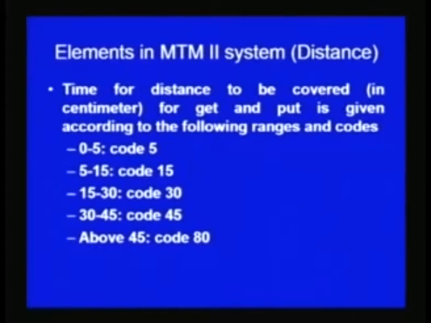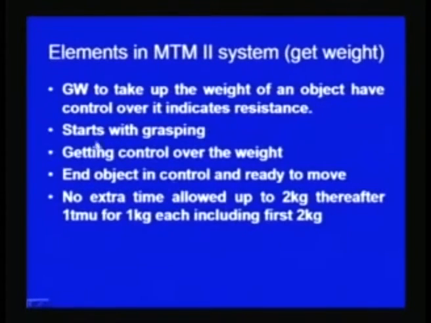If the put and get motions are to be performed through different distances, then the different codes to be used for the analysis are like this: where a 0 to 5 centimeter distance is to be covered, code 5 is used, and for a distance of say 30 to 45 centimeters, code 45 is used, and above 45 centimeters code 80 is used.